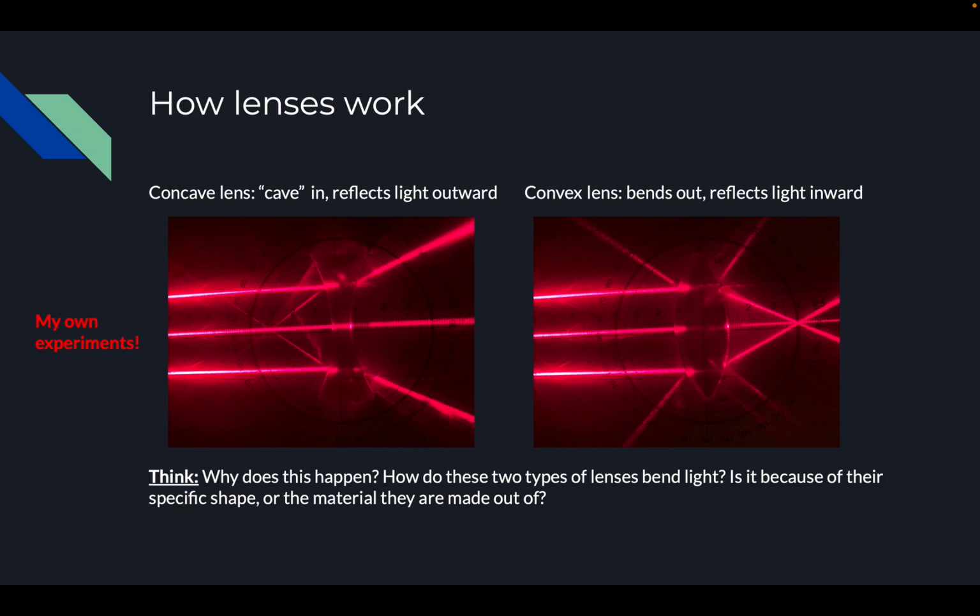There are really two main types of lenses. The first is called a concave lens, which, well, caves in, but it will also reflect light outward. A convex lens, by contrast, will bend out and it will reflect light inward. But how does this happen? Why and how do these two types of lenses bend light? Is it down to their specific shape or the material that they're made out of?